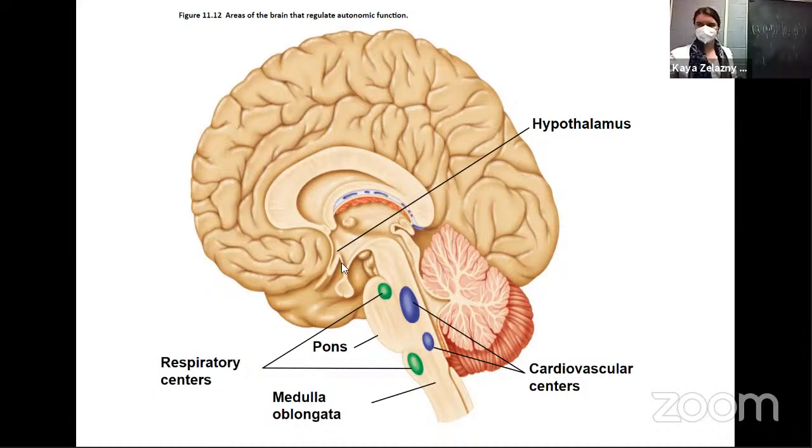We have our hypothalamus. We're going to talk a lot about it as we talk about our endocrine system as well. We have parts of the pons, which has respiratory sensors in there. We have cardiovascular sensors in there as well on the more posterior part. And the medulla oblongata also is involved in this function. So those are the locations where we'd expect to see those integration centers, so mostly in the brainstem.